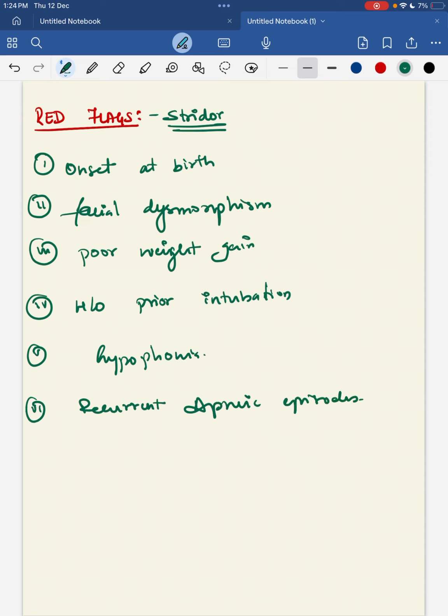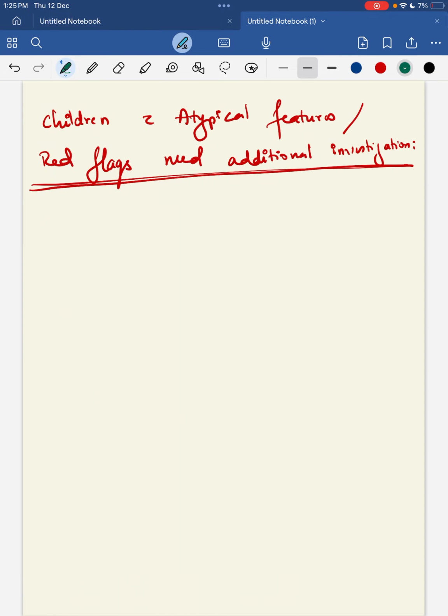bronchoscopy or your laryngoscopy. Okay. So this bronchoscopy is the gold standard investigation for confirmation of the anatomical pathology of your airway. So when you do a bronchoscopy, you can find the pathology whether it is in the supraglottis, glottis or in the subglottis region. Okay. So this bronchoscopy will be your gold standard investigation.